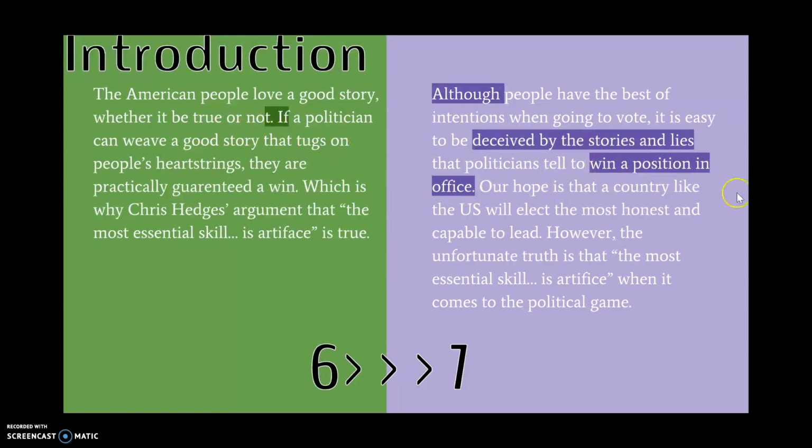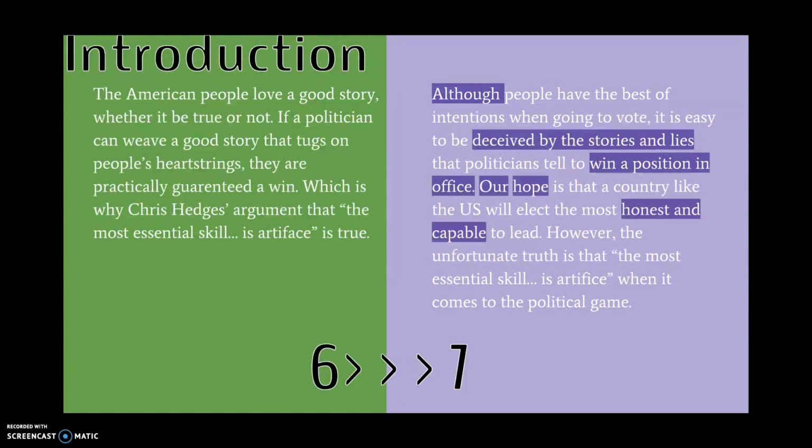And also, win a position in an office is much more well phrased than things along the lines of tugs on people's heartstrings and practically guarantee to win. This is very informal phrasing versus very formal phrasing, which is a really important difference between 6 and 7 scoring essays. It's the tone of the writing itself that causes that jump.